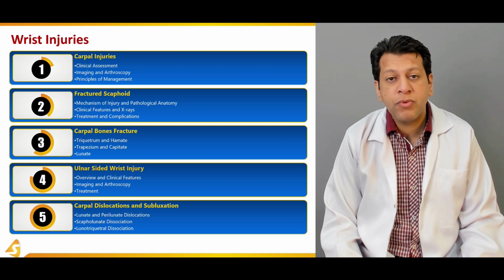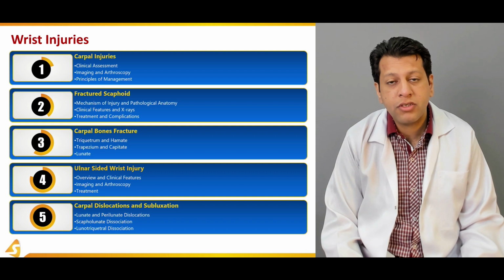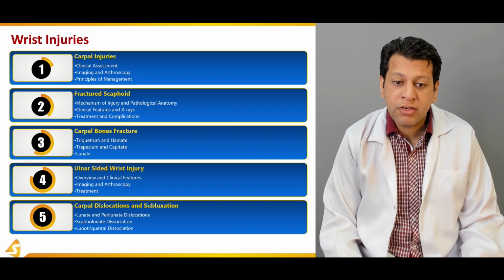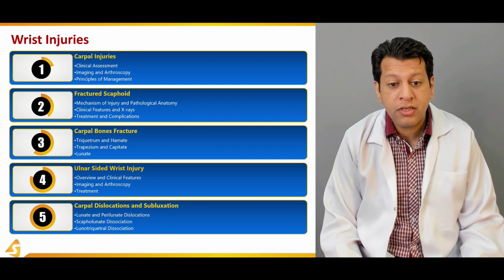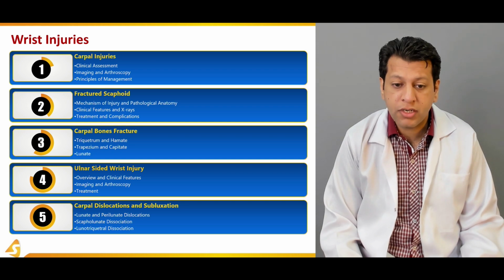Then we will be briefly moving on to the fractures of the scaphoid, which is one of the most common wrist injuries, especially the carpal bone fractures we encounter in trauma. Which we'll be discussing the mechanism of injury, its pathological anatomy, clinical features, and what are associated treatment and complications.